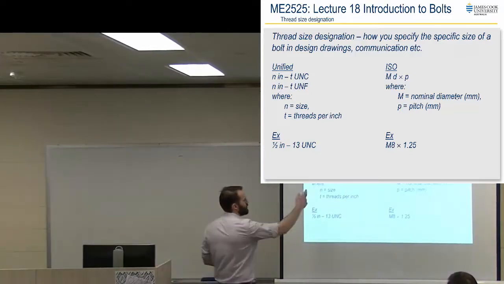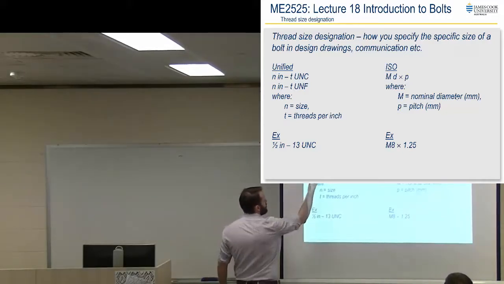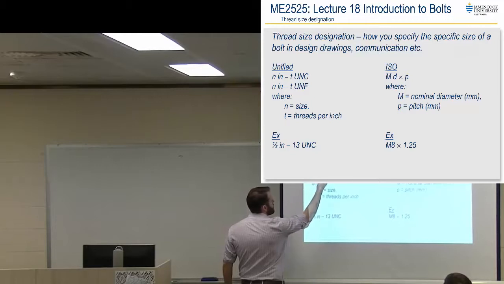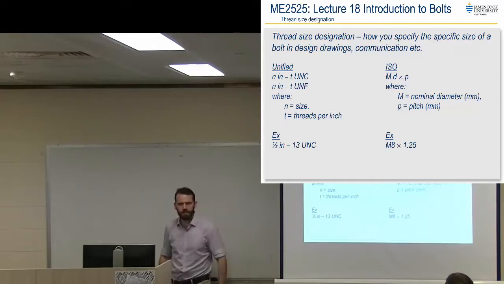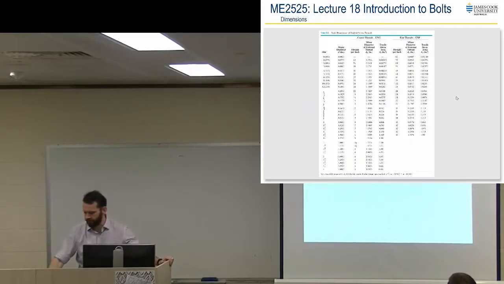So for imperial, or unified, it's a value in inches, dash, some size, UNC or UNF. What do you reckon UNC and UNF are? Coarse and fine. Yeah, and it actually says that in the table there. So, coarse threads, UNC, fine threads, UNF.